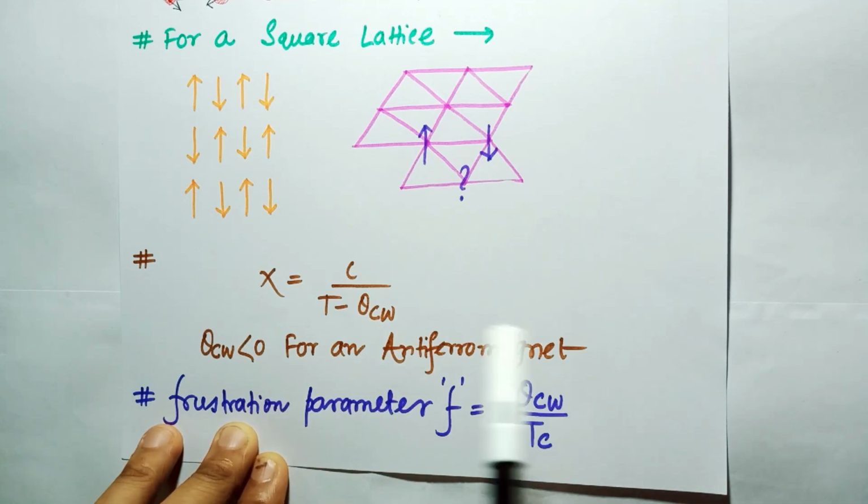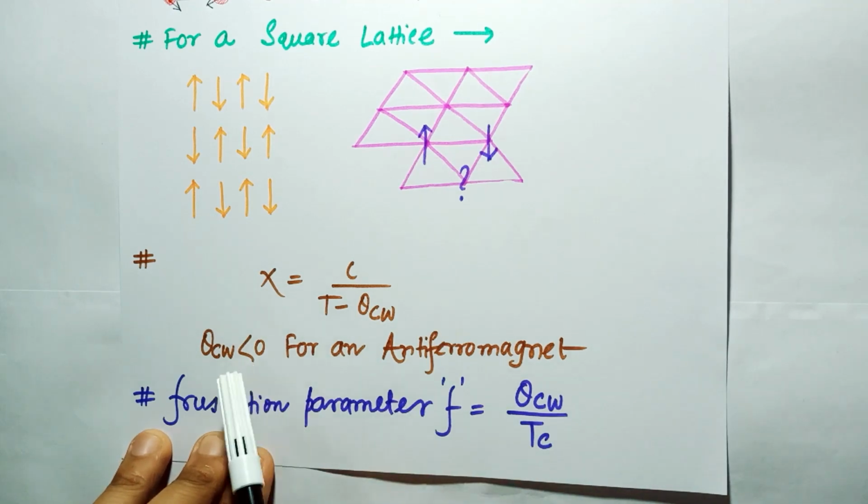So from there we get the information that theta_CW is less than 0 for an antiferromagnet, and the frustration parameter is defined as f equals theta_CW divided by Tc, where Tc is the temperature at which the magnetic ordering freezes. So now this is our next page.